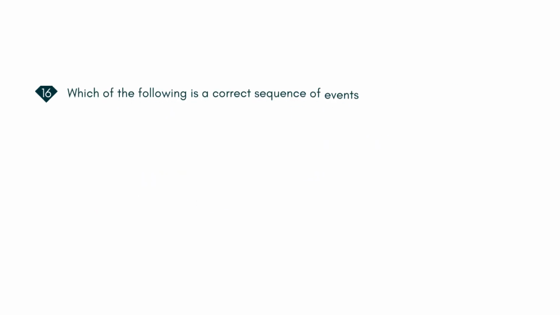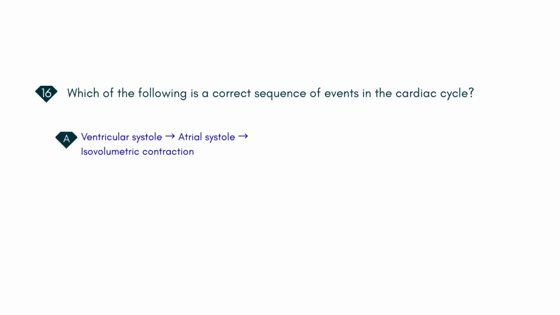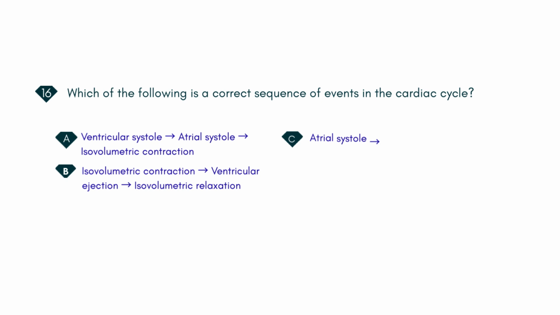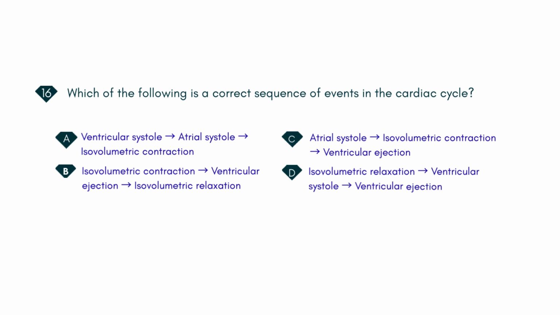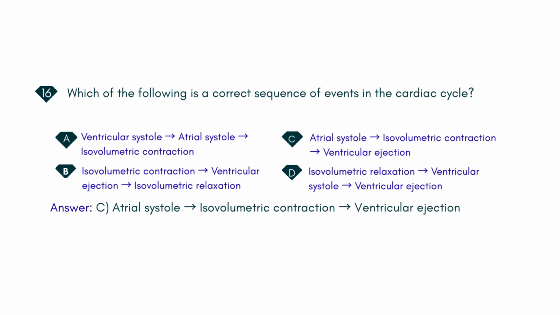Which of the following is a correct sequence of events in the cardiac cycle? A. Ventricular systole, atrial systole, isovolumetric contraction. B. Isovolumetric contraction, ventricular ejection, isovolumetric relaxation. C. Atrial systole, isovolumetric contraction, ventricular ejection. D. Isovolumetric relaxation, ventricular systole, ventricular ejection. Answer C. Atrial systole, isovolumetric contraction, ventricular ejection.